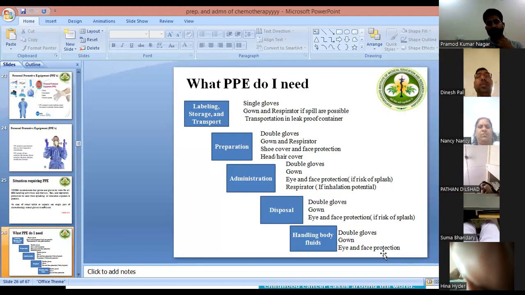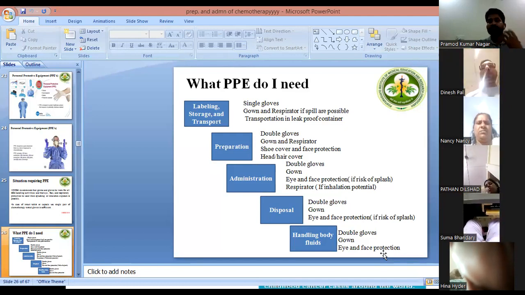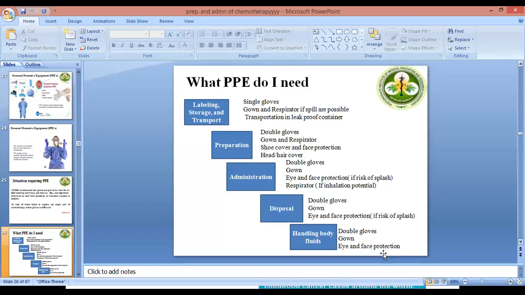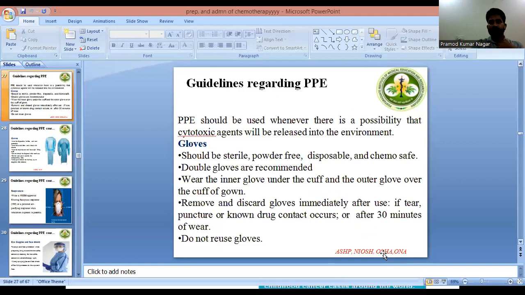So this is very important from the nursing point of view. We always wear some kind of full set of PPE. This is not a requirement all the time. This is only required for preparation and administration. PPE should be used whenever there is a possibility that cytotoxic agent will be released into the environment.